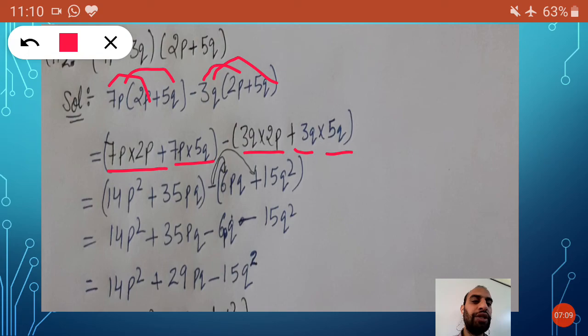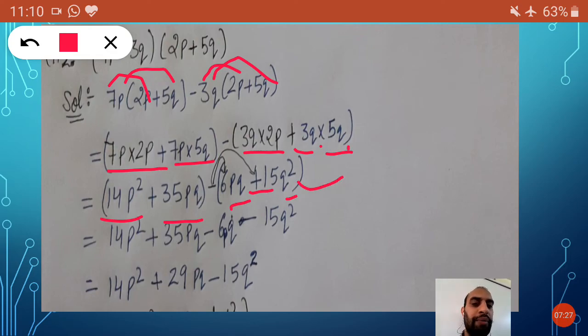Now start multiplication. How to multiply? So 7 2 is 14, 7 5 is 35, and then minus sign is outside. Later I am going to enter it in. First you need to do 3 2 is 6pq, then last 5 3 is 15, and q is 2 times, so it becomes q square.